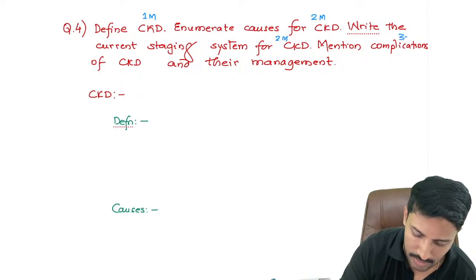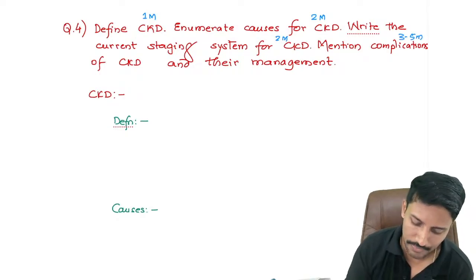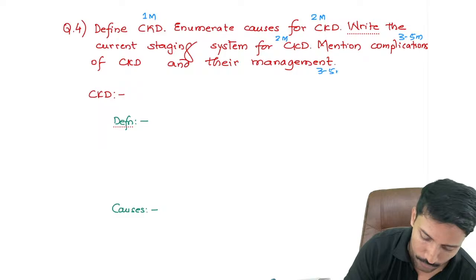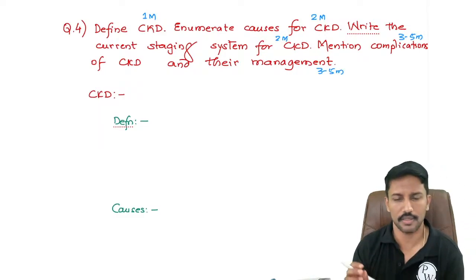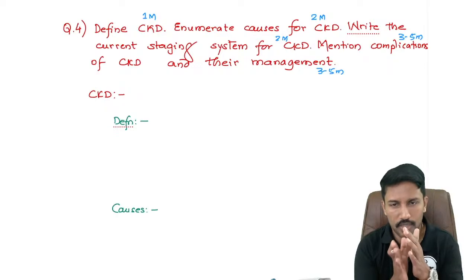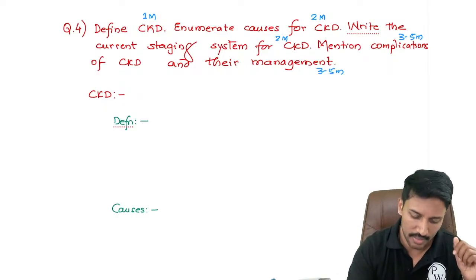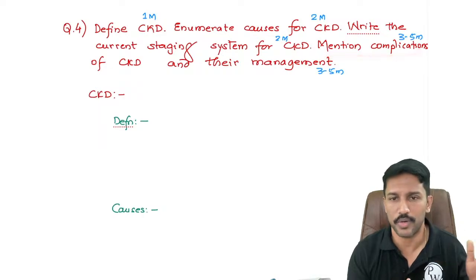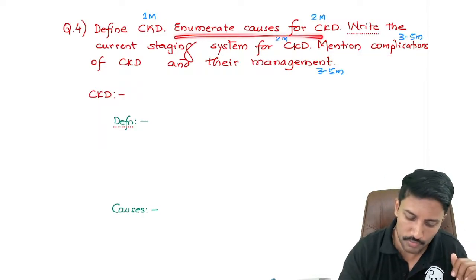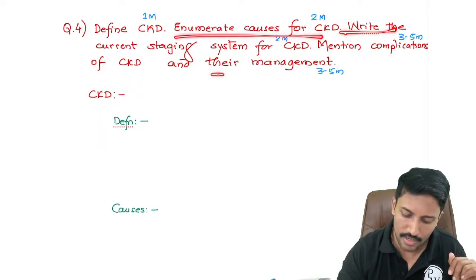Complications of CKD is a 3 to 5 mark question in itself, and the management is also a 3 to 5 mark question. Of course, they're not going to ask you to write everything, or if they ask you to write everything, just write in brief. Mostly the question will be fragmented, and they will ask define CKD, enumerate causes for CKD, and elaborate on the complications, or enumerate causes for CKD, write staging, and write about management.